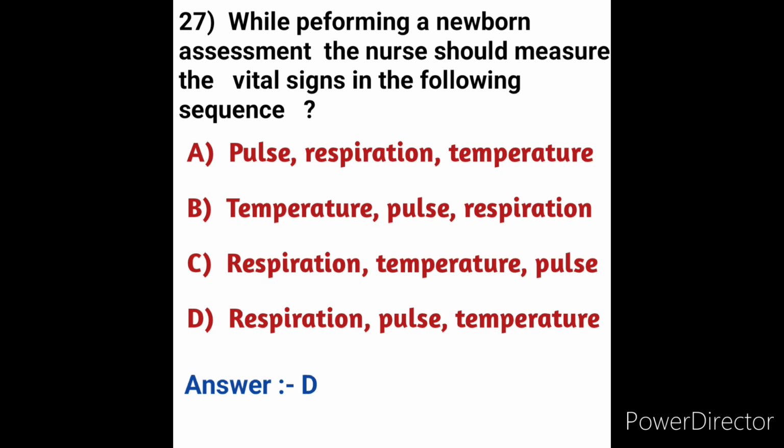The normal respiration of the newborn is 30 to 60 breaths per minute. The pulse, or heart rate, is 120 to 160 beats per minute, and temperature is 97 degrees Fahrenheit to 98.6 degrees Fahrenheit. Okay friends, respiration, pulse, temperature. Option D is the correct answer.